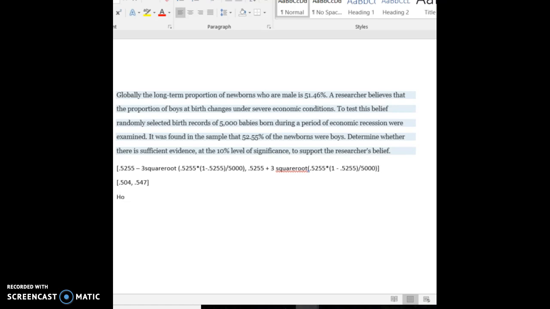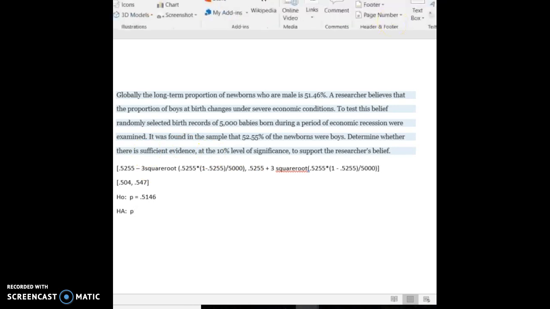So the null hypothesis is that our proportion is 0.5146, that has generally been the long-term proportion for newborns who are male. All right. And then our alternate is that it's something other than that. We're testing the belief that it changes, and it doesn't really say in what direction it changes. So we're going to say that the proportion is not equal to 0.5146. And let me find my not equal symbol.